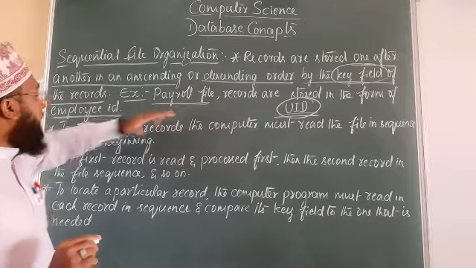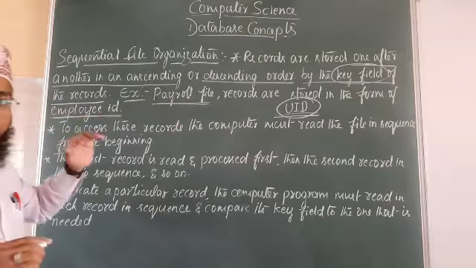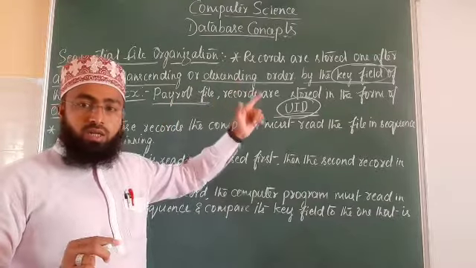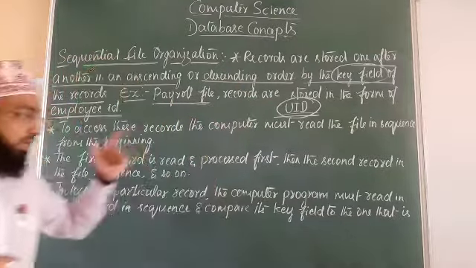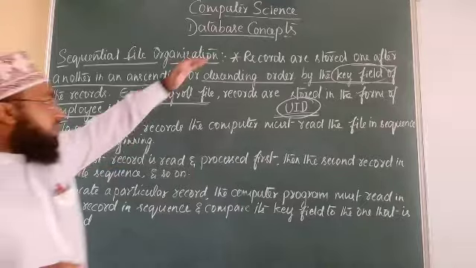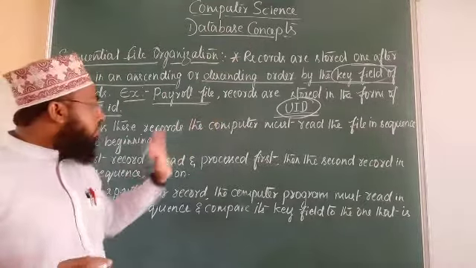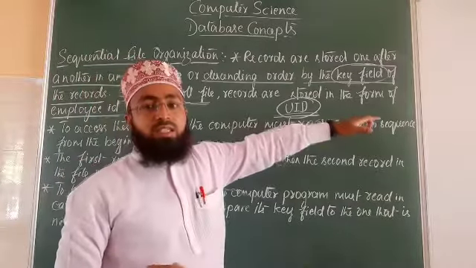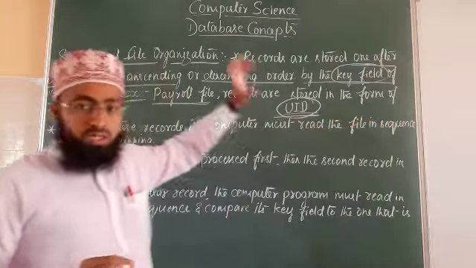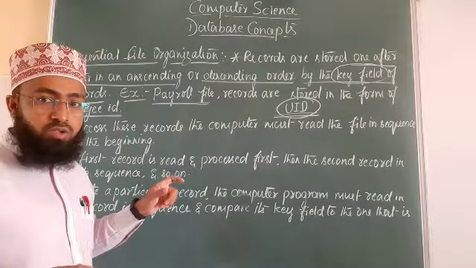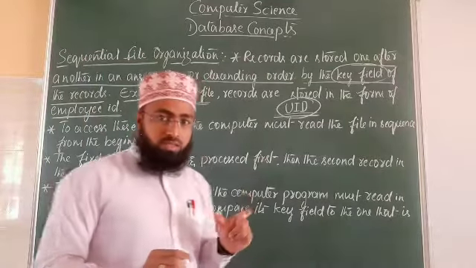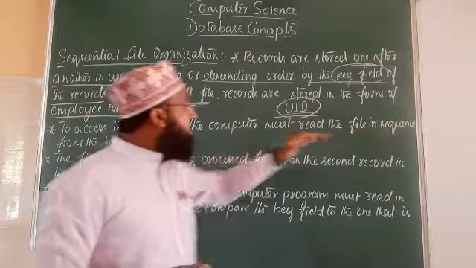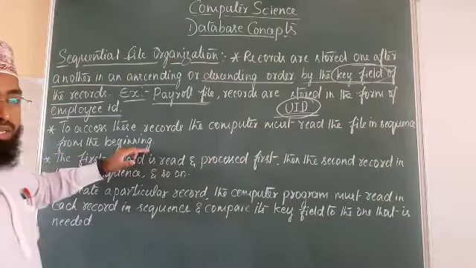Example, in a payroll file, employee ID is the key field. You have understood. Records are stored either in ascending order or in descending order with the help of a key field. Now, to access these stored records, the computer must read the file in sequence from the beginning.